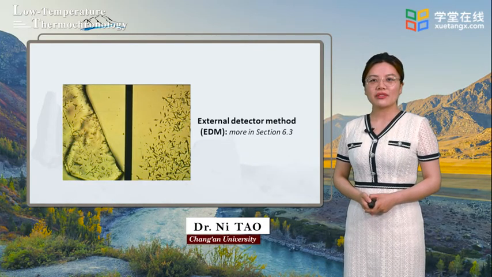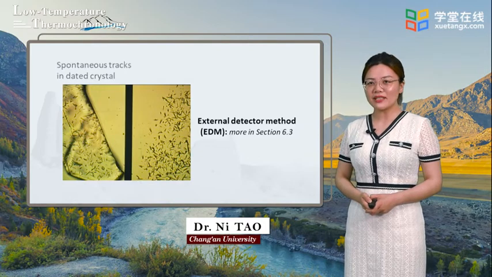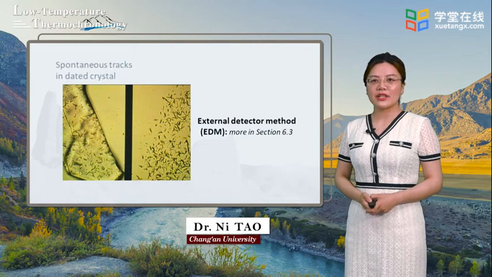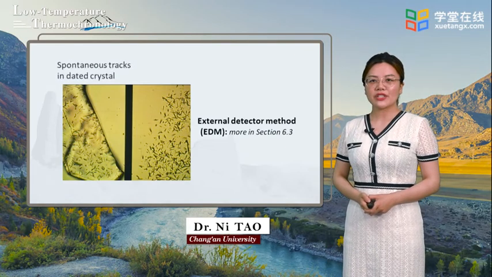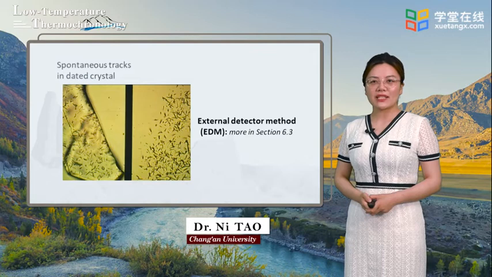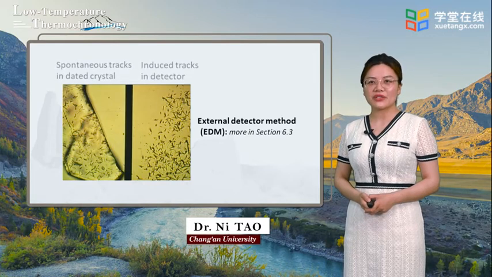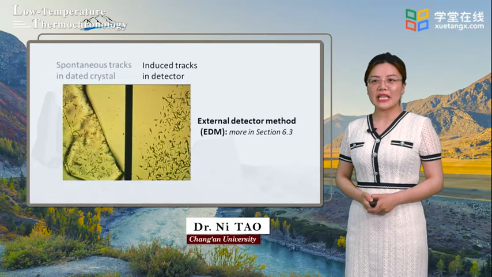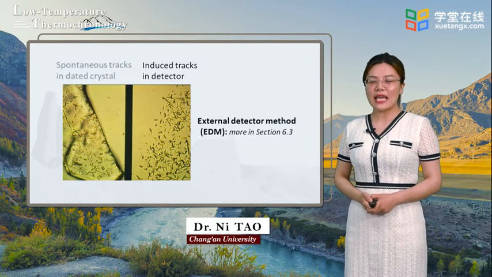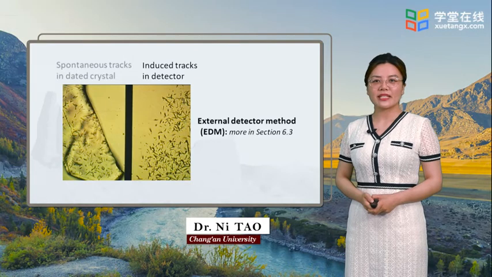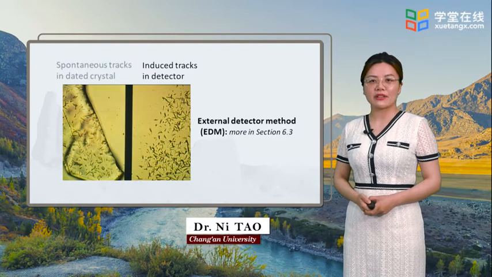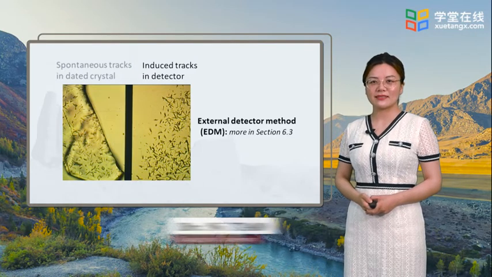It uses an internal surface for recording spontaneous tracks and an external detector surface, usually a cleaved sheet of low-uranium muscovite, for recording the induced tracks. One obvious advantage of the EDM method is that it enables the dating of crystals individually. The analytical procedure of the EDM method will be introduced in the third section of Chapter 6.